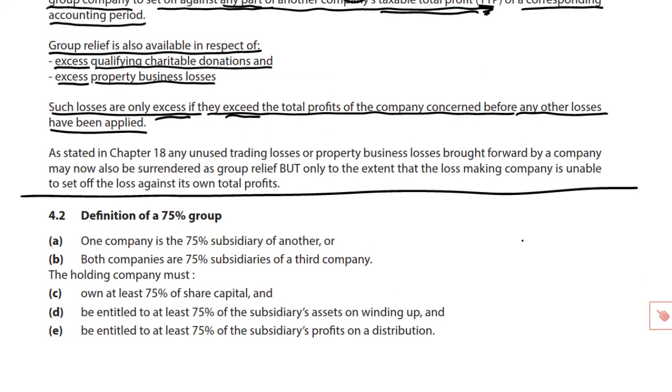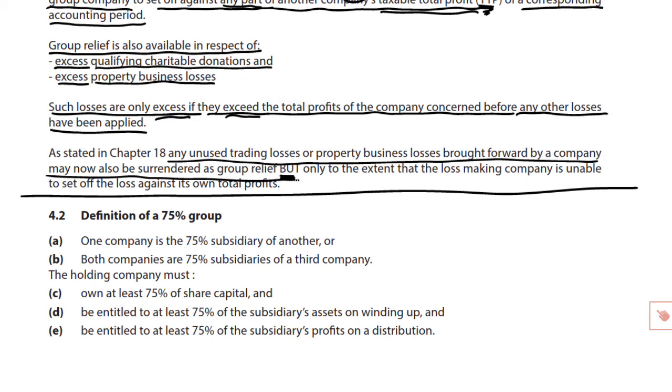As we've already referenced in chapter 18, where the statements were made, which hopefully you have revised, any unused trading losses or property business losses brought forward by a company may now also be surrendered as group relief. Now that again is a new issue. Before, you could only group relieve current period losses against current period profits. Now, if we have either trading or property business losses brought forward by a company, they may, in the future, when brought forward, be surrendered as group relief in that future period.